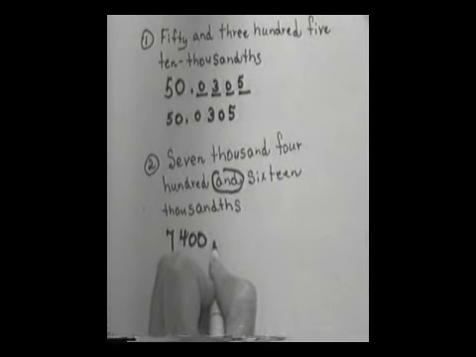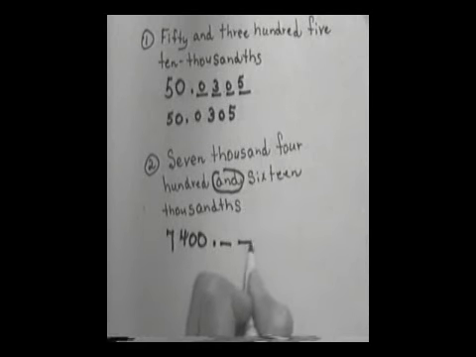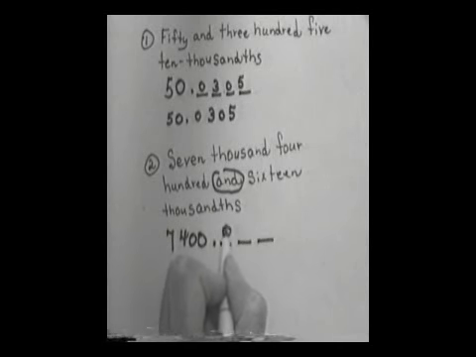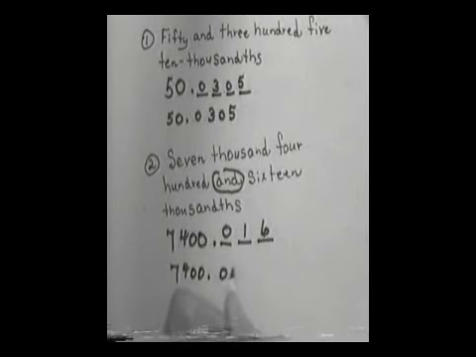Come to the word and, I put my decimal point. And then I have 16 thousandths. So since I'm working with thousandths, I need 3 decimal places. It goes tenths, hundredths, thousandths. And I want it to look like a 16. So to look like a 16 and use up all those places, I'm going to have to put a 0 here and then put 16. So it'll be 7400.016. And that reads 7,400 and 16 thousandths.